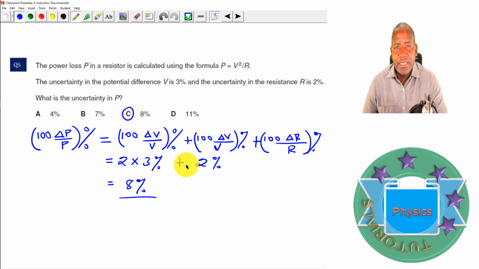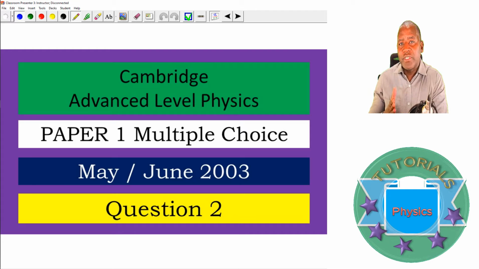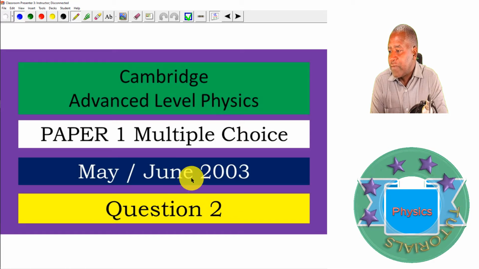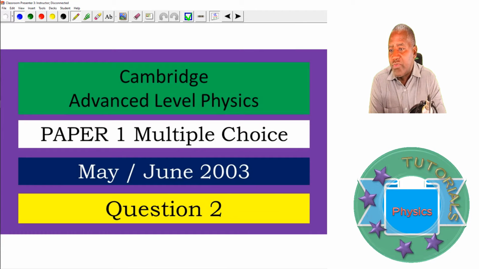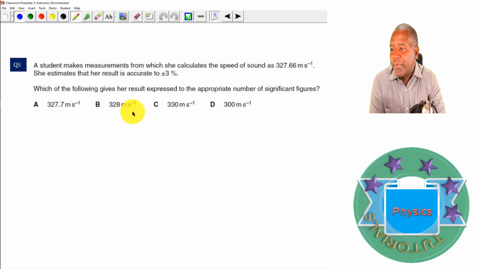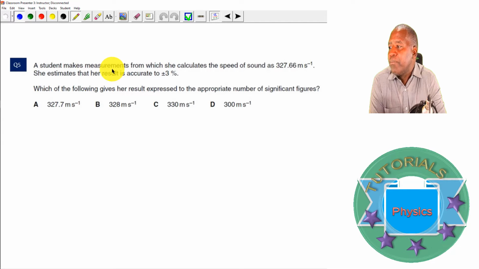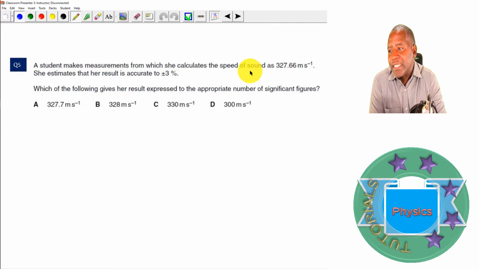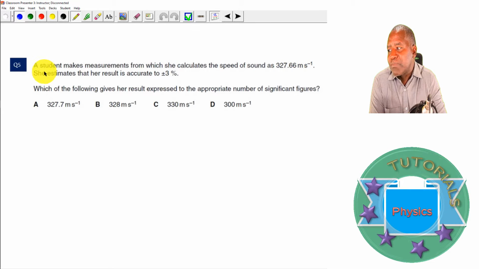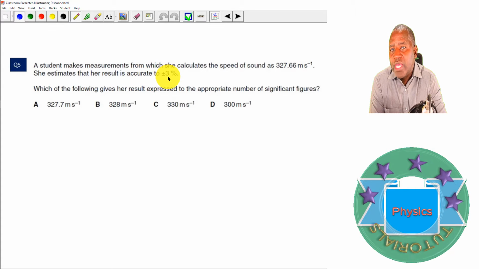Let's look at the next example, because it may be giving us a different way of working with these uncertainties. And this example is found in the May-June 2003 paper, question 2. And this is the way it looks like. Let's see what we have. A student makes measurements from which she calculates the speed of sound as 327.66 meters per second. She estimates that her result is accurate to 3%.